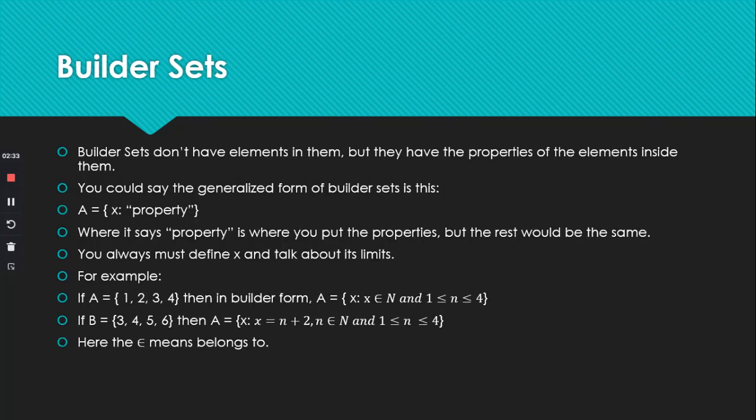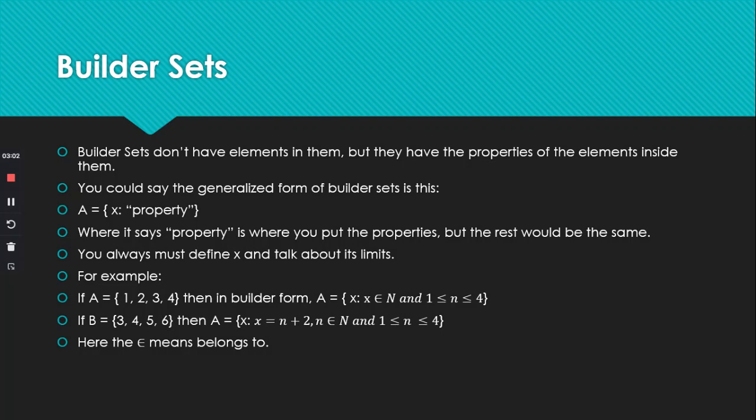Builder sets. Now, builder sets don't have elements in them, but they have the properties of the elements inside them. You could say that the generalized form of the builder sets is this. A = {x : property}. Where it says property is where you put the properties, but the rest will be the same. You always must define x and talk about its limits in the property.